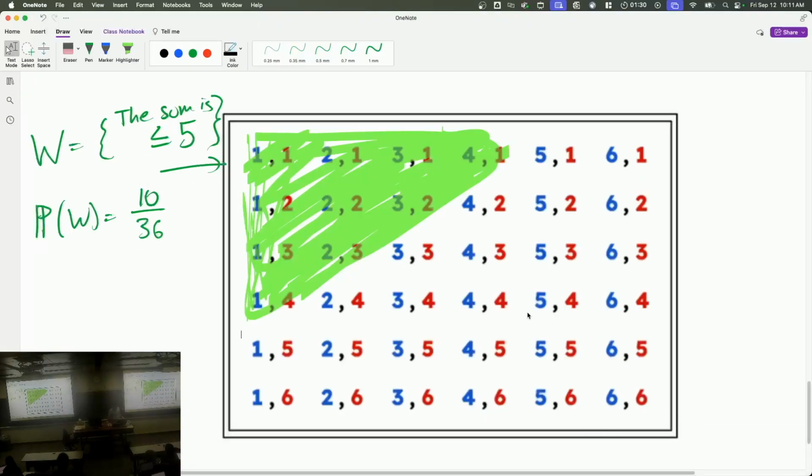What is the event that the first die rolled was a 3? That is, again, some event on this space. In this case, it's this event. I will draw it in a big blue box. This one.